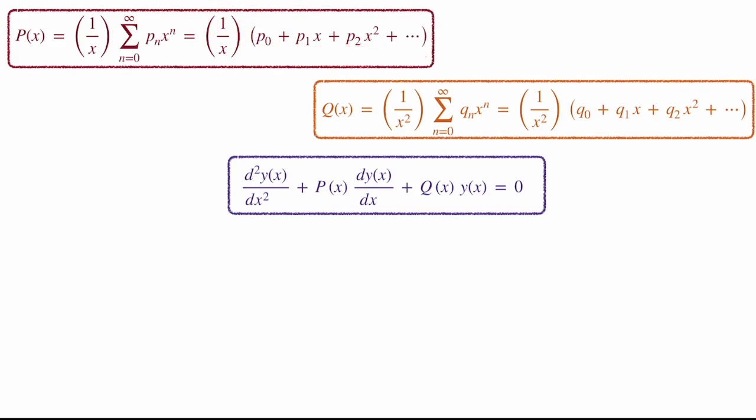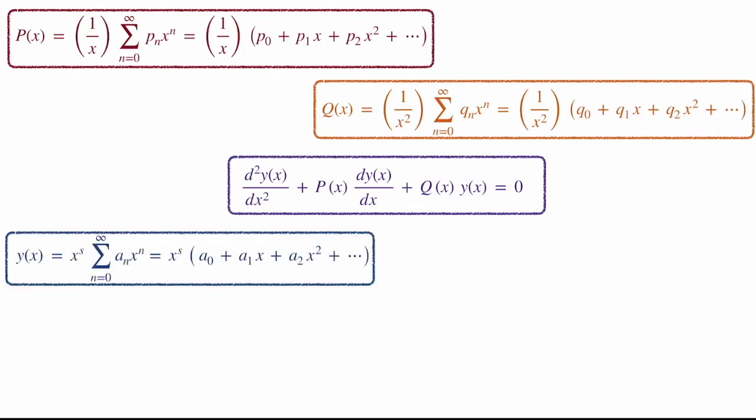And q of x will have a pole of second order, and can be expanded in terms of the series 1 by x square into the sum over n going from 0 to infinity, q n x to the power n, or explicitly as 1 over x square into q0 plus q1x plus q2x square, and so on.